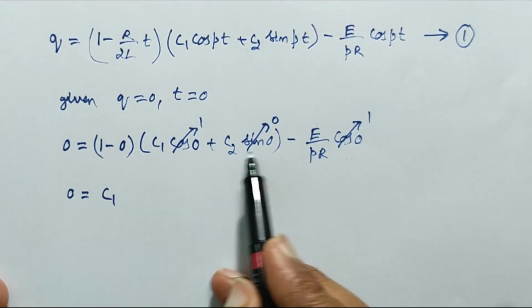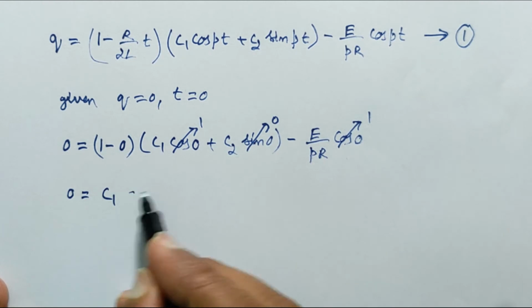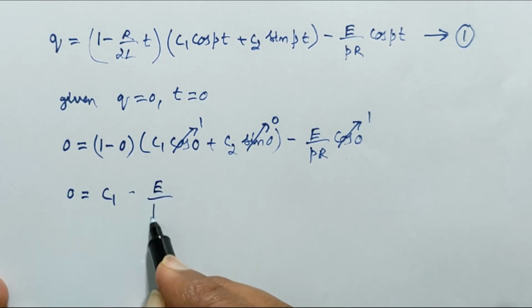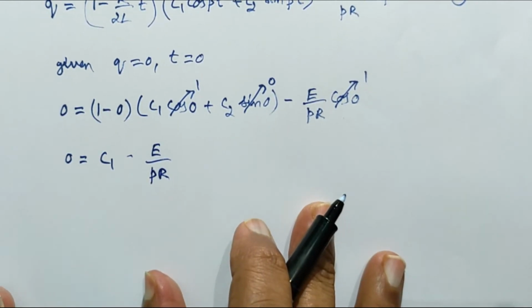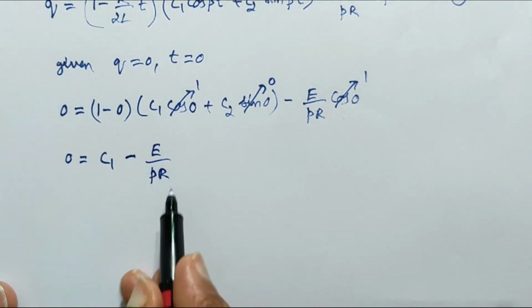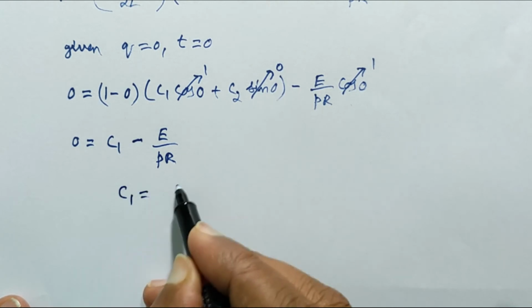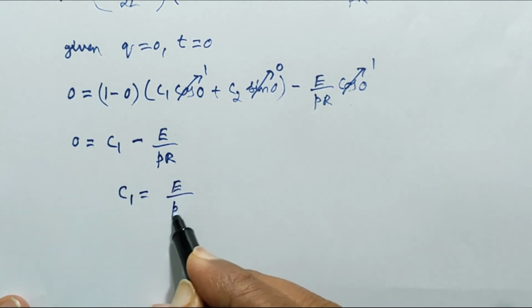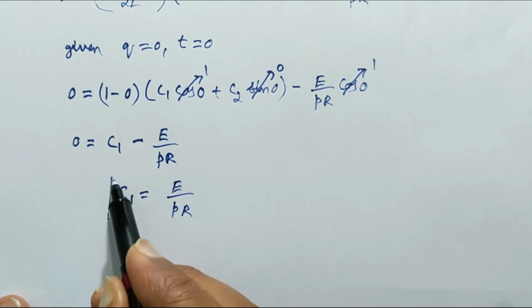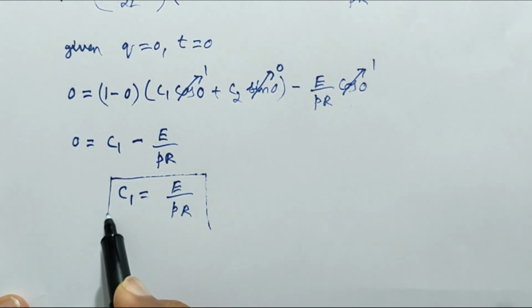Further, this term is 0. So the term over here is minus E by P times R. If I take this negative sign to the left hand side, it becomes positive. Therefore, the value of C1 will be E by P times R. So we got the first constant, the C1 value.